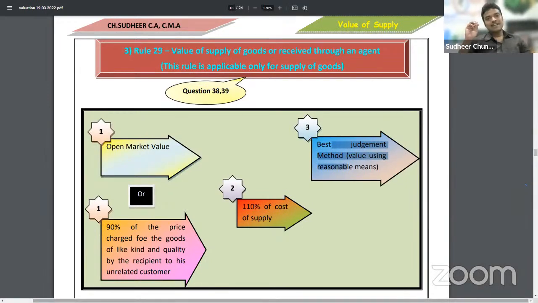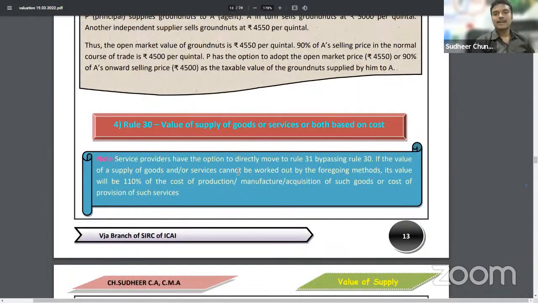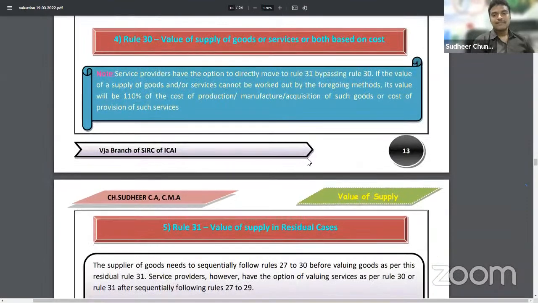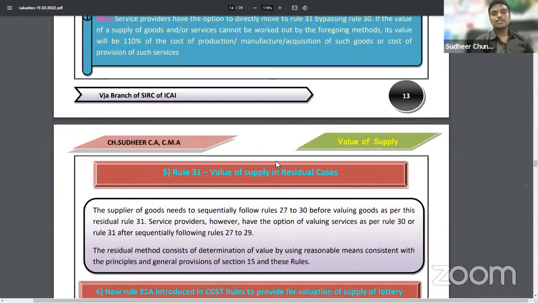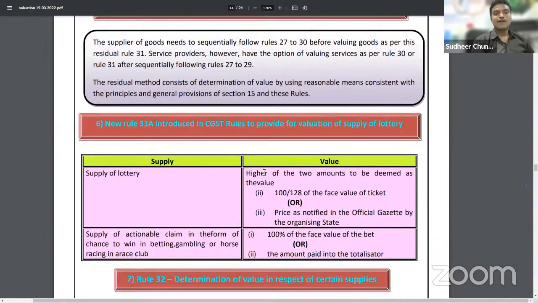Rule number 27, when price is not the sole consideration. Rule number 28, when seller and buyer are related persons. Rule number 29, sold through an agent. Till here we have completed. Now coming to rule 30, we have already completed: 110% of cost of supply, which is nothing but rule 30. Rule 31, if it cannot be determined, best judgment assessment. So till rule 31 we have completed, sir.